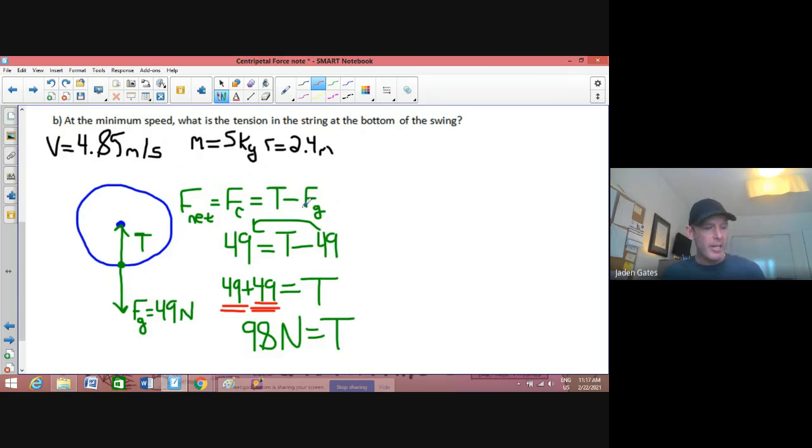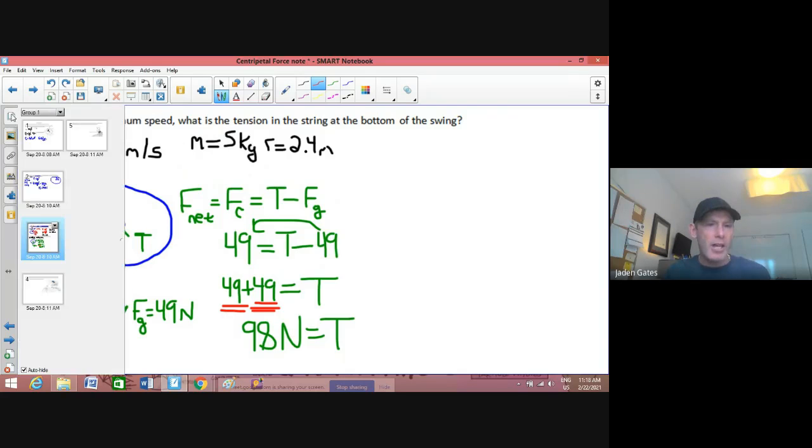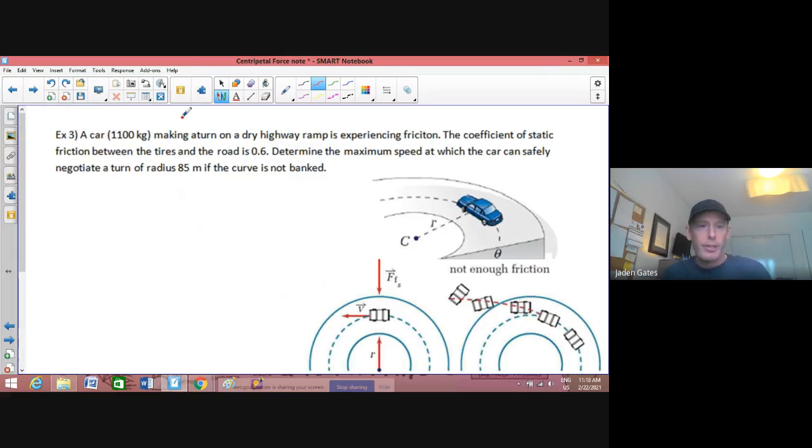Now, here's a great example. I love this example because it's real life. This is where this kind of stuff is used. All right. We have a car, a 1,100 kilogram car, making a turn. A nice little typo there. On a dry highway ramp, it is experiencing friction. I hope so. The coefficient of static friction between the tires and the road is 0.6. Determine the maximum speed at which the car can safely negotiate a turn of radius 85 meters if the curve is not banked.